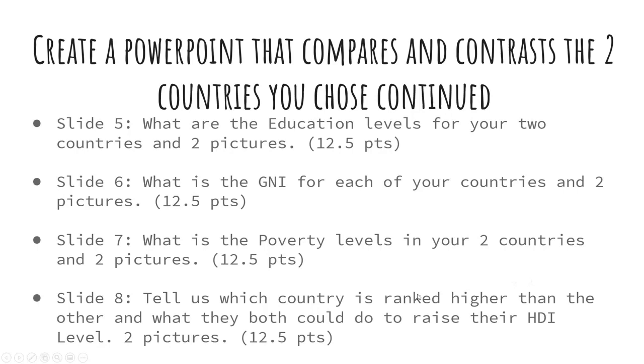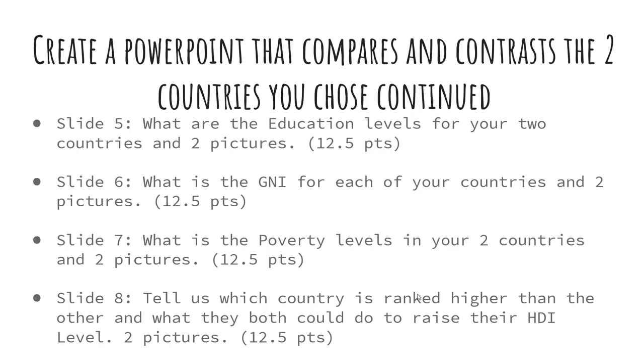Finally, slide 5, what are the education levels for your 2 countries and 2 pictures? And then slide 6, what is the GNI for each of your countries and 2 pictures? Slide 7, what is the poverty level in your 2 countries and 2 pictures? And then finally, you're going to tell us which country is ranked higher than the other, and then give what both could do to raise their HDI level.